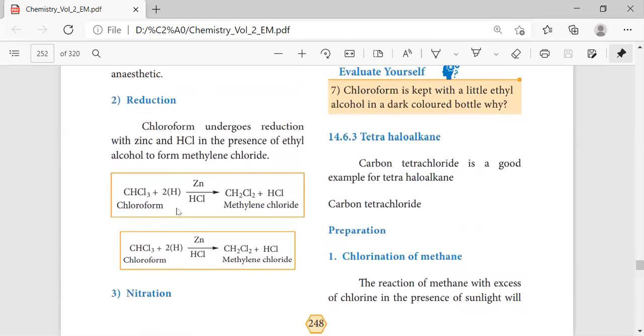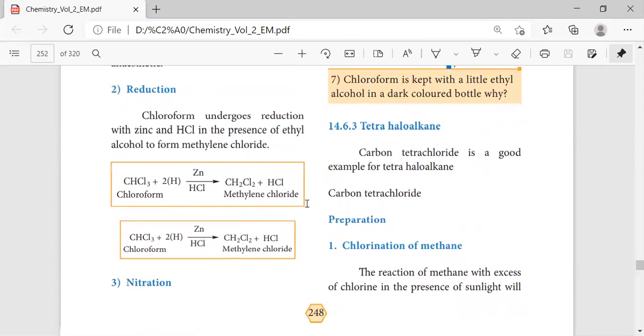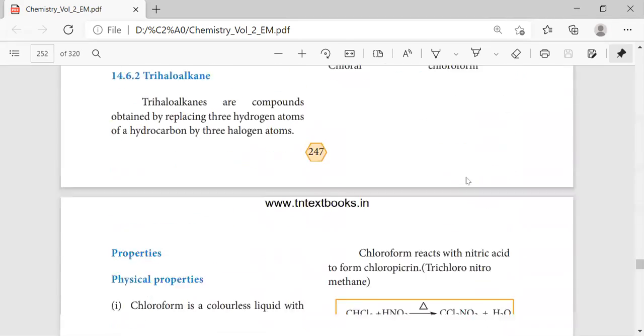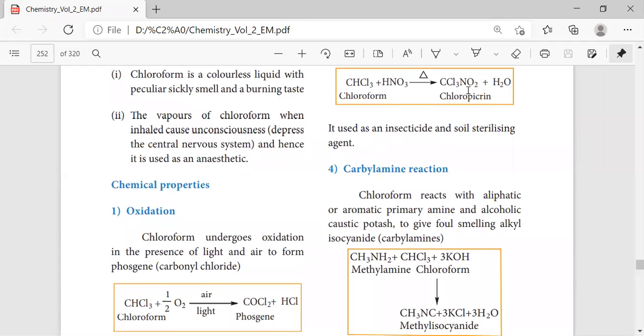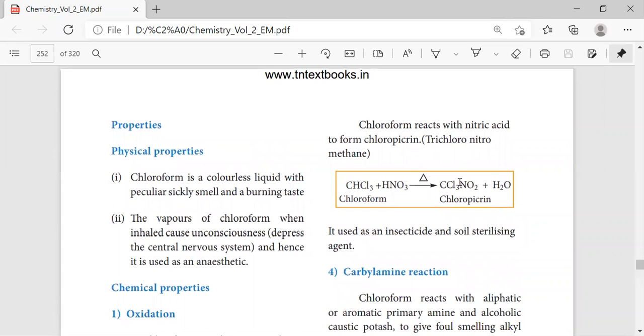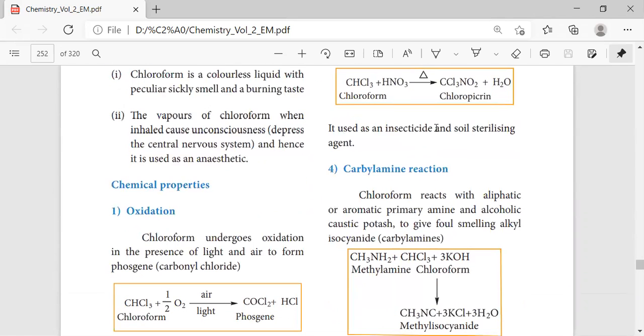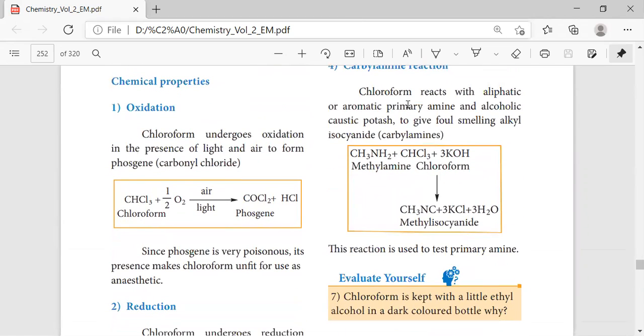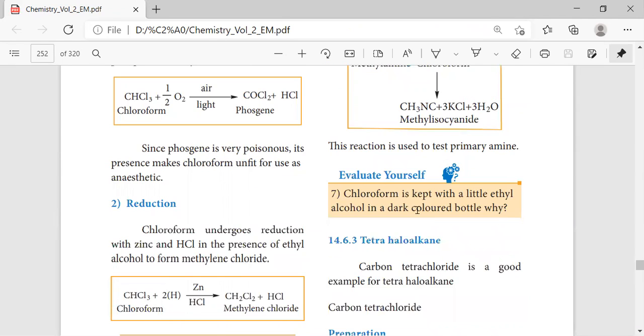Then on reduction, it forms methylene chloride. On nitration, it forms a nitro group compound, that is chloropicrin, nitromethane, chloropicrin. It is used as an insecticide and also a soil sterilizing agent. Then comes the carbylamine reaction. Here in the carbylamine reaction, methylamine on treatment with chloroform gives methyl isocyanide.